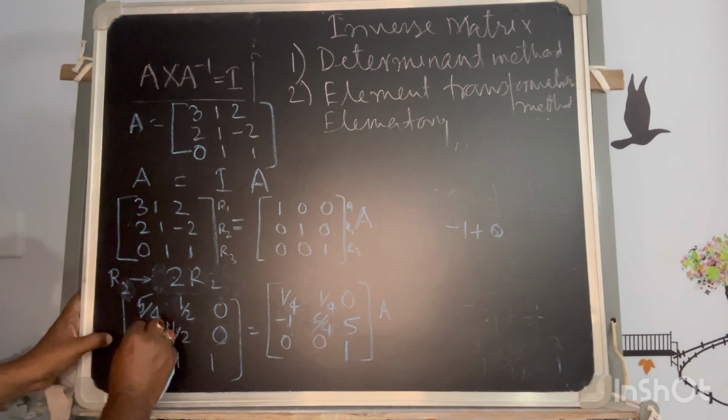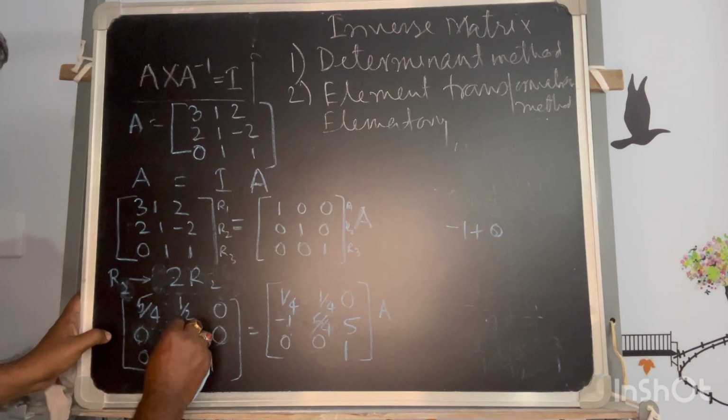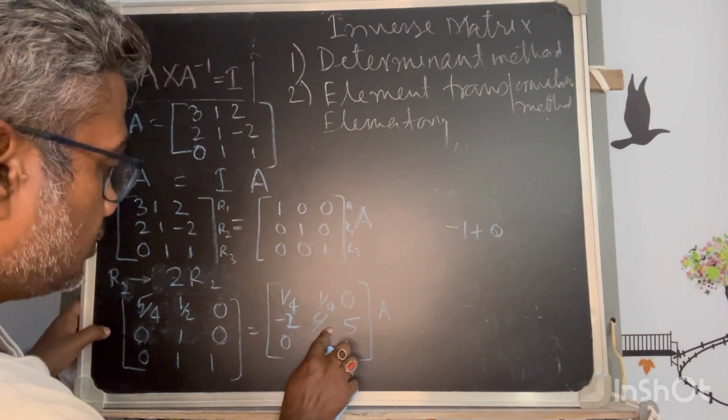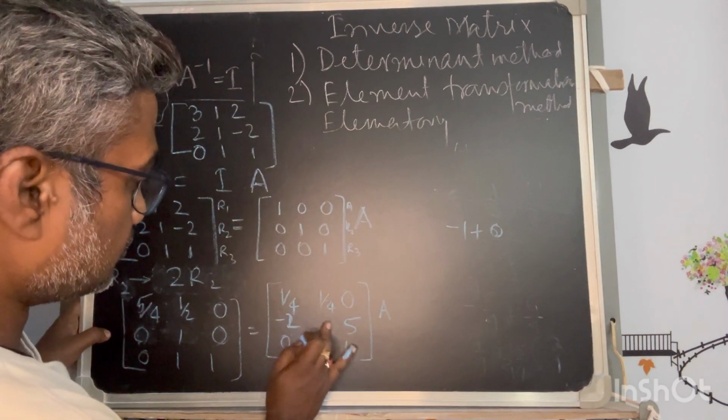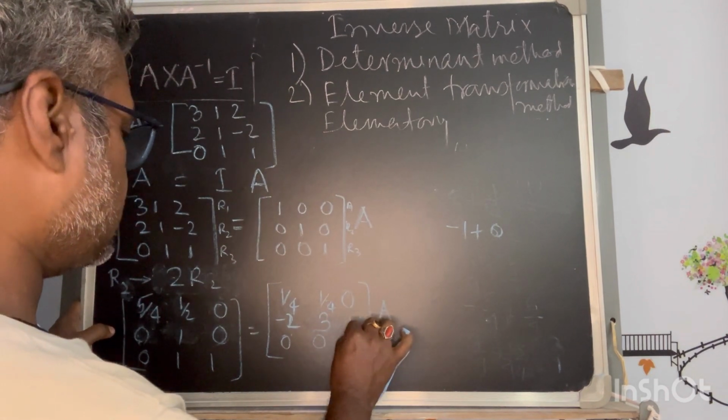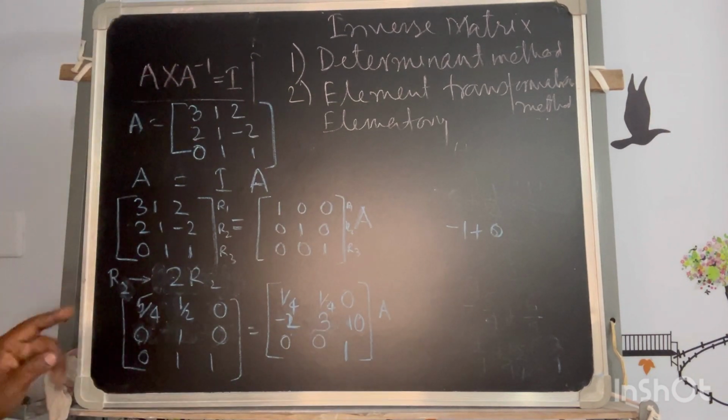So this will become 0. This will become 1. This will be 0. So this is multiplied by 2. This will become 6 by 2, that means equal to 3. And this I am multiplying with 2, that means it will become 10. So this will be the change.